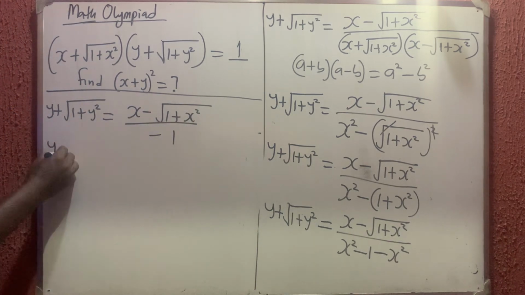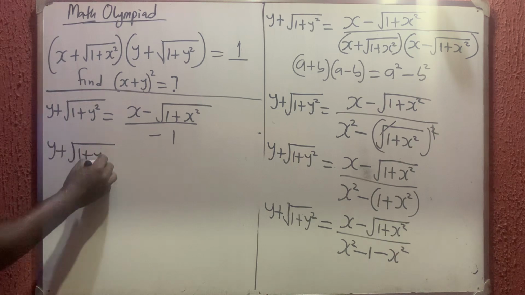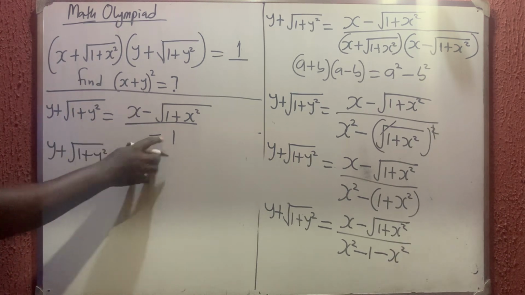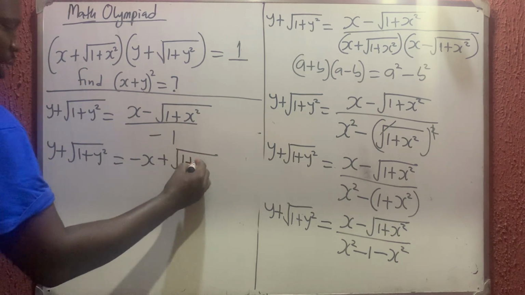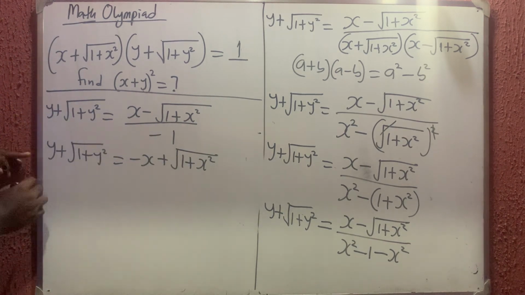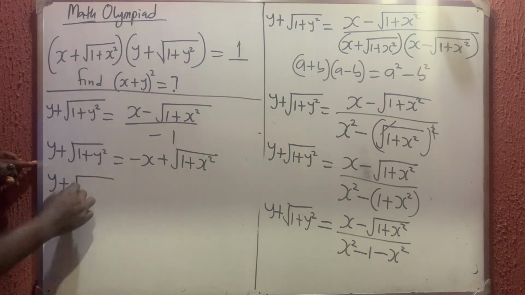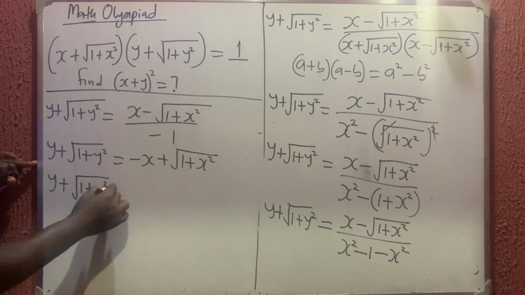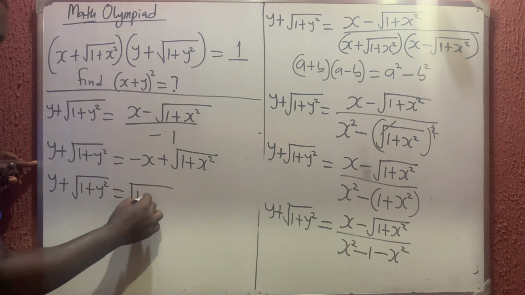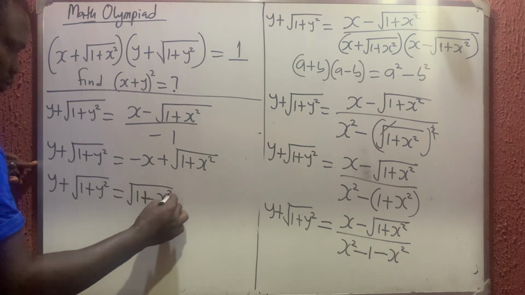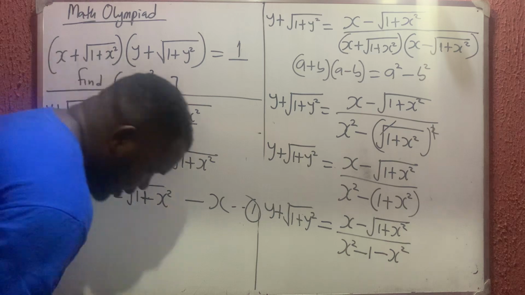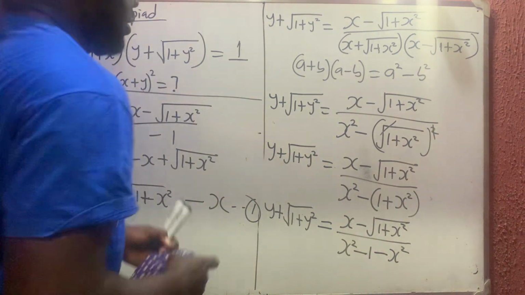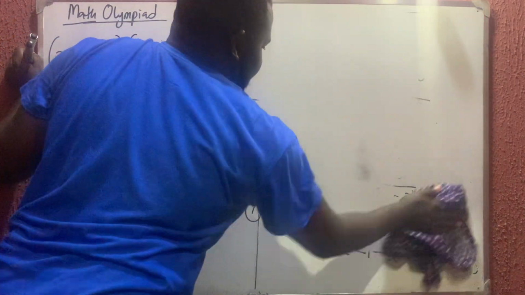Which is the same as saying y + √(1 + y²) is equal to, this divided by this to give us −x, this divided by this to give us +√(1 + x²). So if I arrange it very well, it's going to give me y + √(1 + y²) is equal to √(1 + x²) − x. Okay, let me call this equation 1.